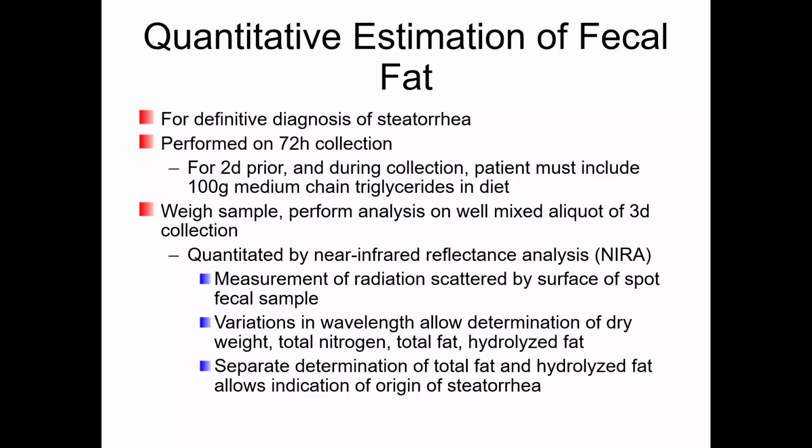The quantitative estimation of fecal fat. For definitive diagnosis of steatorrhea, it's performed on a 72-hour collection. For 2 days prior, and during the collection, the patient must include 100 grams of medium-chain triglycerides in their diet. Weigh the sample, perform analysis on a well-mixed aliquot of the 3-day collection, quantitated by near-infrared reflectance analysis, which measures the radiation scattered by the surface of the spot of fecal sample. Variations in wavelength allow the determination of dry weight, total nitrogen, total fat, and hydrolyzed fat. Separate determination of total fat and hydrolyzed fat allows the indication of the origin of steatorrhea.